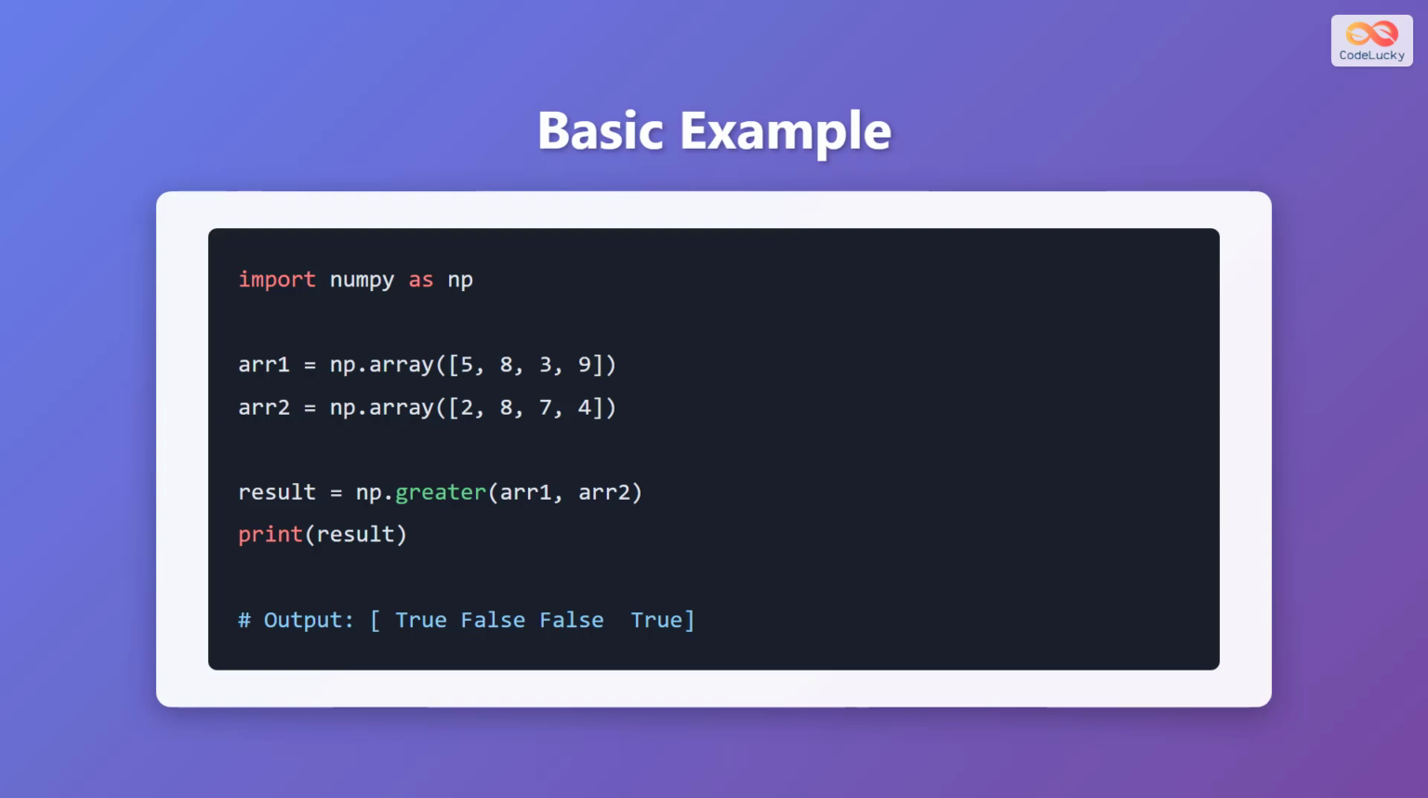5 is greater than 2, so we get true. 8 is not greater than 8, so we get false. 3 is not greater than 7, so we get false. 9 is greater than 4, so we get true. The output is a boolean array: true, false, false, true.